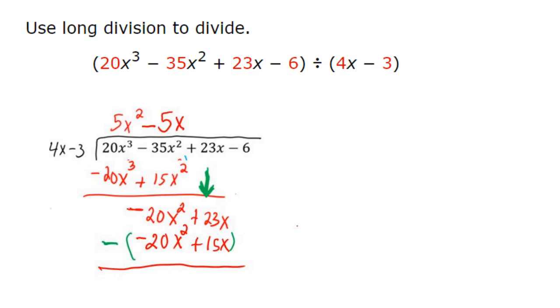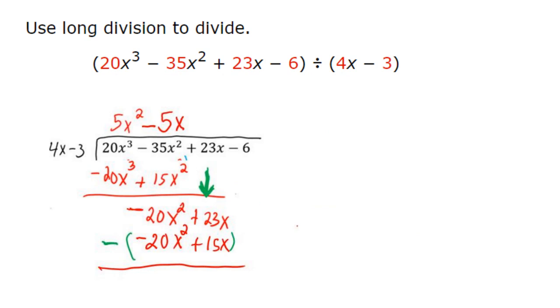Okay, so I'll put it on this side. So if you notice here, in order to get this negative 20x squared, I'm going to multiply by negative 5x times 4x, and I get negative 20x squared. And then we have negative 5x times negative 3 is going to be, let me see, I lost my place here, 15x.